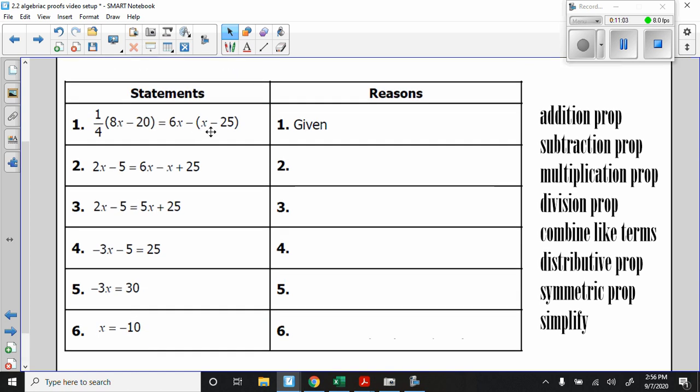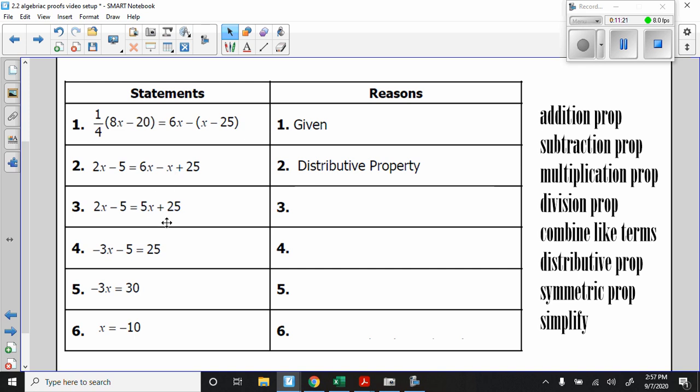Okay, so take a look and see what they did. What do you think they did on both sides? Did they do it on both sides? They did do it on both sides. They did the distributive property. So I hope you catch that, distributive property. They distributed on both sides.